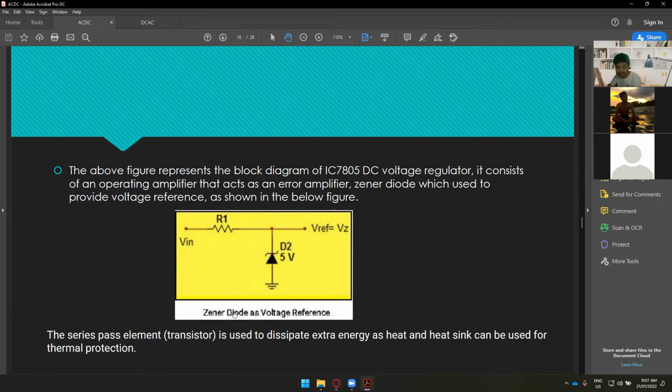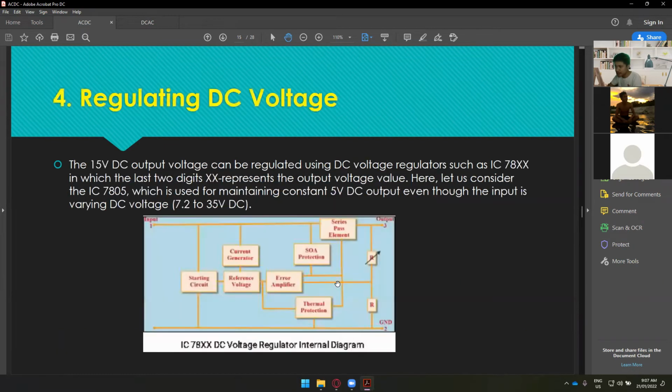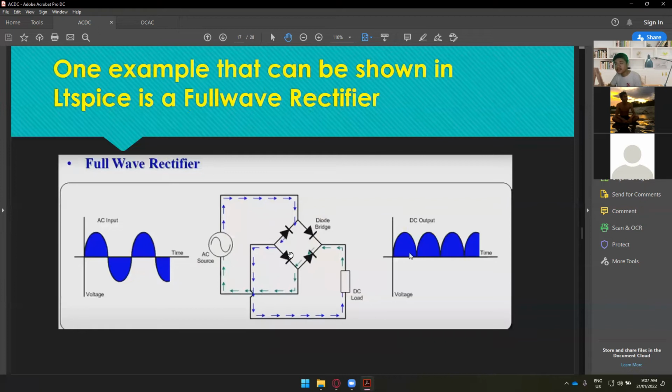So, Zener diode as a voltage reference. The series pass element transistor is used to dissipate extra energy as heat, and a heat sink can be used for thermal protection. I hope I'm clear with this one. This is the continuation of regulating DC voltage. This is one example that can be shown in our Spice.